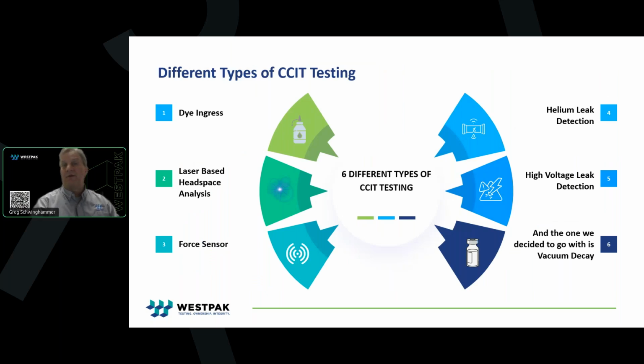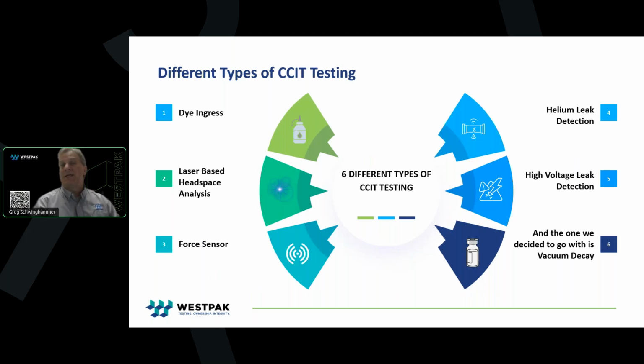So what are the different types of CCIT? There are 6 different types of CCIT. There's dye ingress, laser-based headspace analysis, force sensing, helium leak detection, high voltage leak detection, and vacuum decay. So let's get a little bit more detail on each of these.